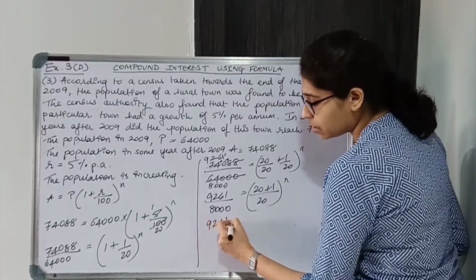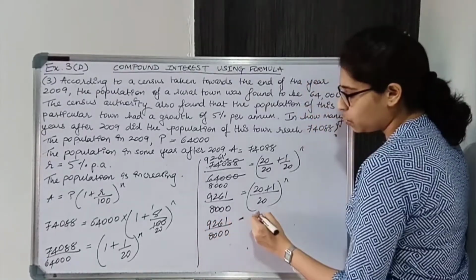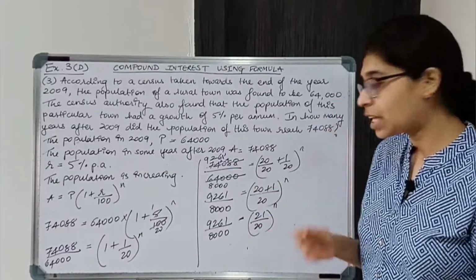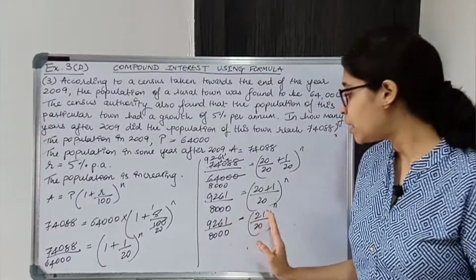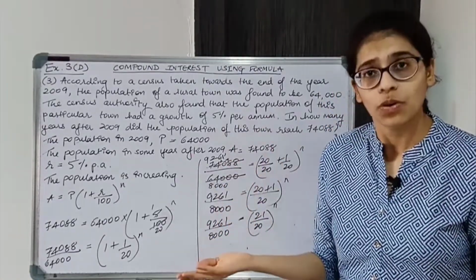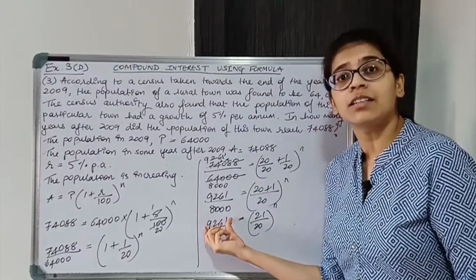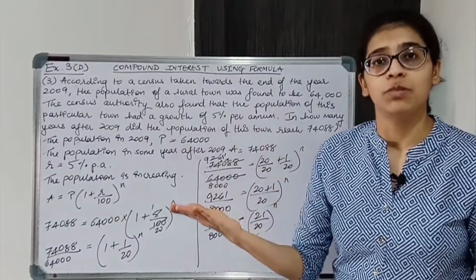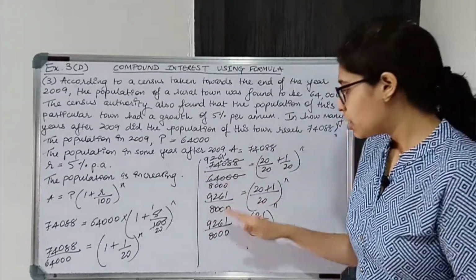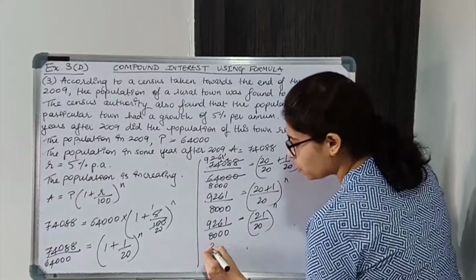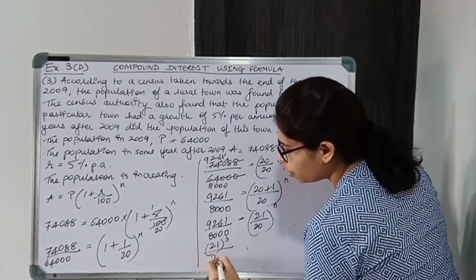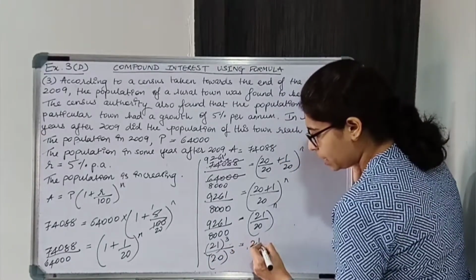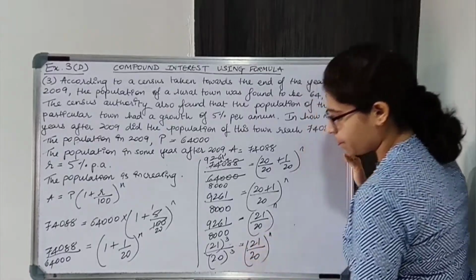So 9261 upon 8000 is equal to 21 upon 20 raised to N. In such kind of sums, what will you do? Try to get the bases equal, that is, try to get 21 and 20 over here. How? 9261 is nothing but 21 cube, and 8000 is 20 cube. So you can write this as 21 cube upon 20 cube is equal to 21 upon 20 raised to N.